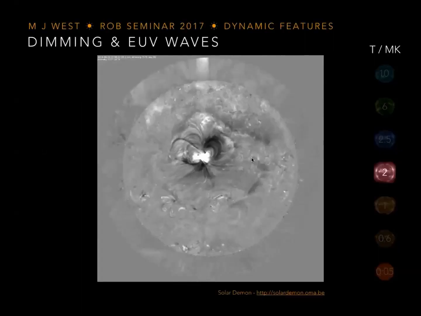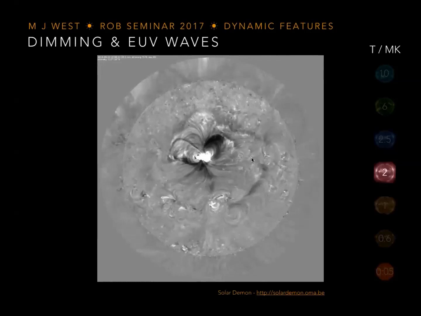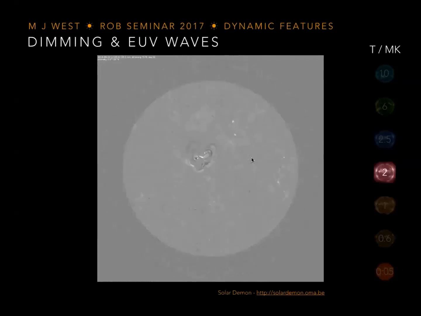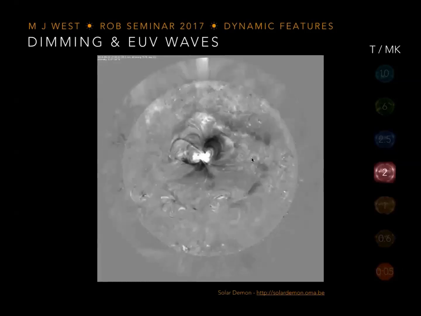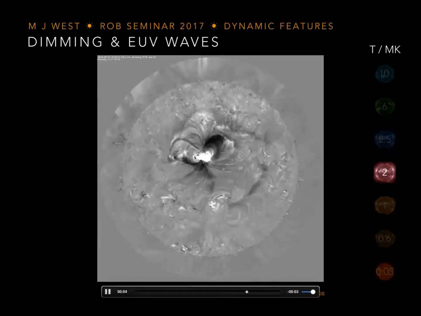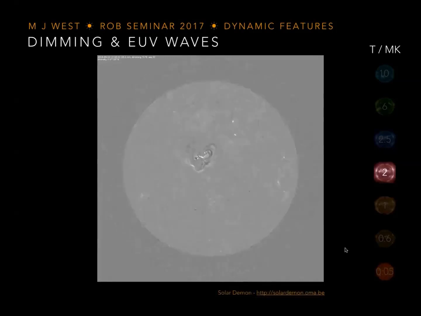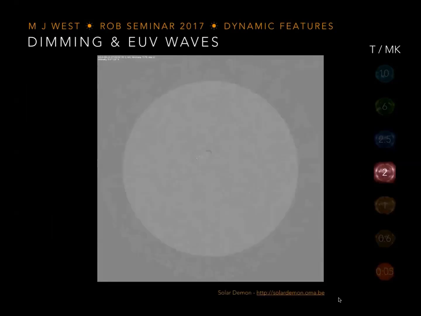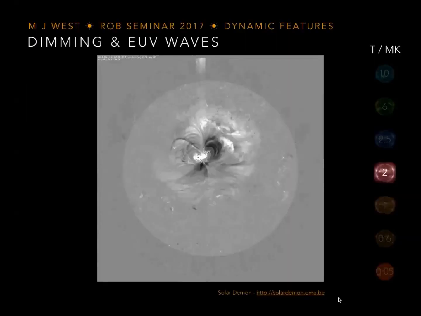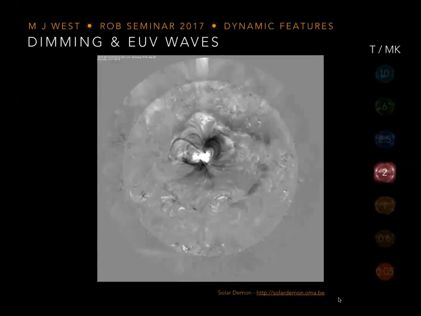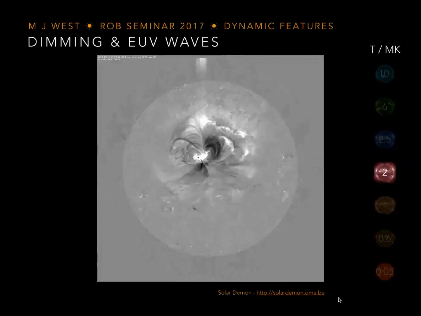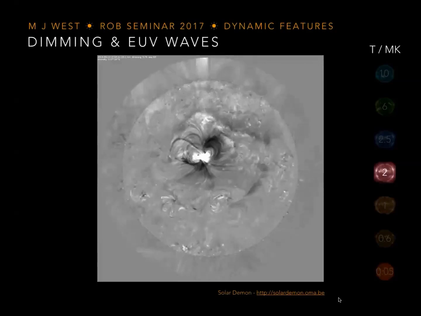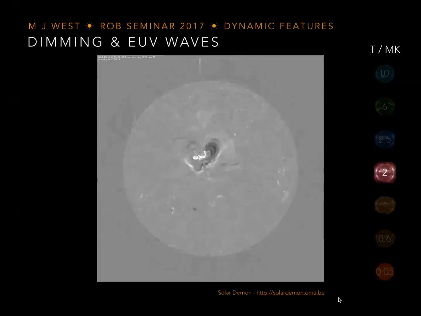I grabbed this from Solar Demon, which Emil's in the audience here. It's a wonderful web page, which I've linked down here, where you can go online and actually see a whole catalog of EUV waves and coronal dimmings. And so again, we've got a different image here of the solar disk. We're looking at a 2 million Kelvin solar disk here.